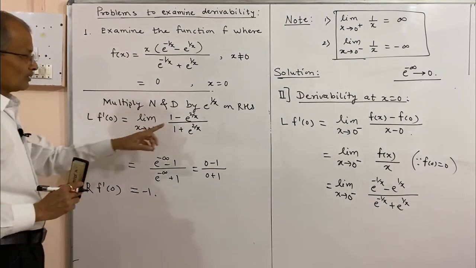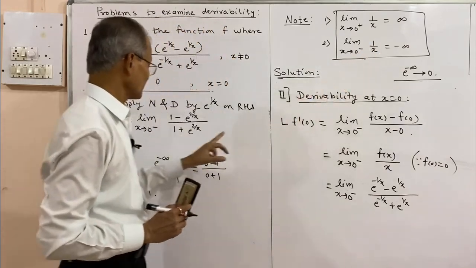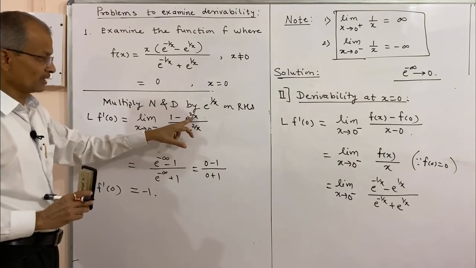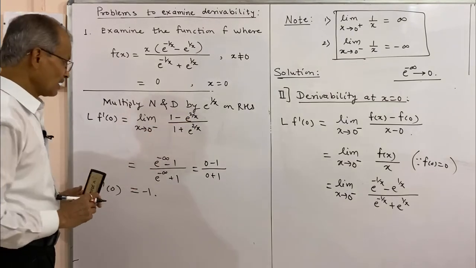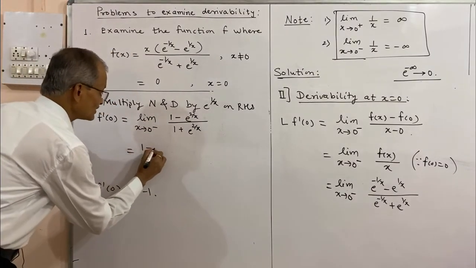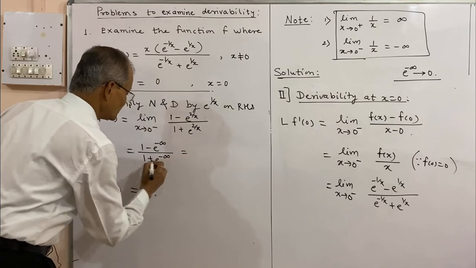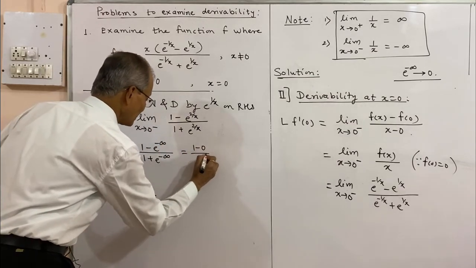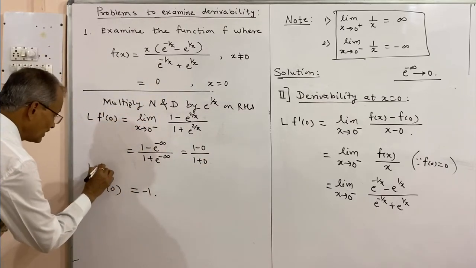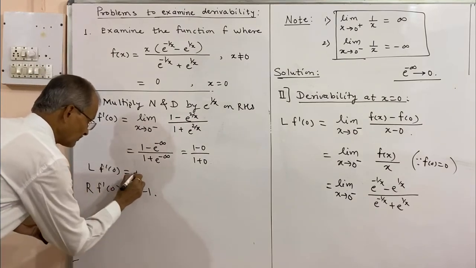And now this is minus infinity. Limit x tends to 0 from left, 1 by x is minus infinity, and therefore 2 into minus infinity is minus 2 infinity, that is again minus infinity. So this is equal to 1 minus e raised to minus infinity divided by 1 plus e raised to minus infinity, and you see this is 0, 1 minus 0 divided by 1 plus 0, and finally this is the left hand derivative. Left hand derivative at 0 is equal to 1 plus 1, this is 1.